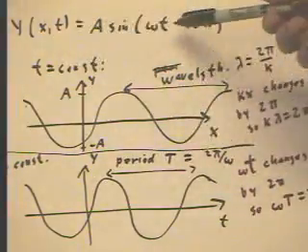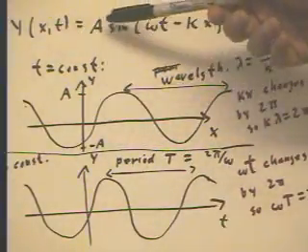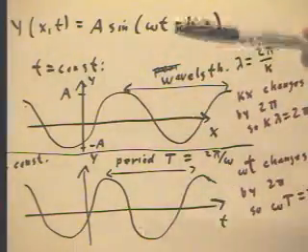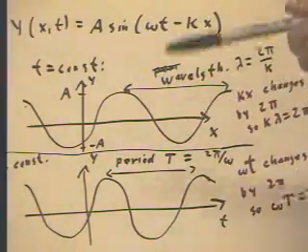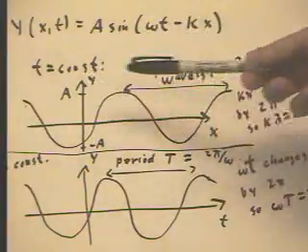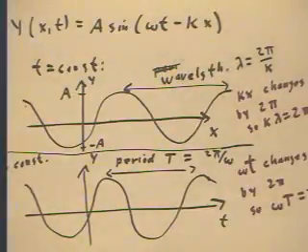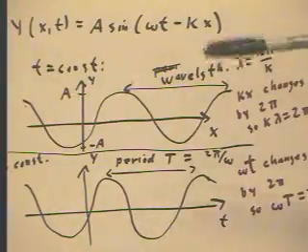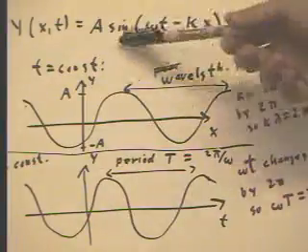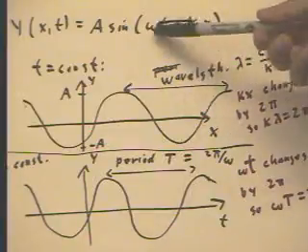The form of a traveling sine wave is y of x,t equals A sine of omega t minus kx. Now what does this mean? Well, if we first hold t constant, then this omega t will be a constant term. And if you know about the graph of a sine function, we see that this constant term will just involve a shift of the function.